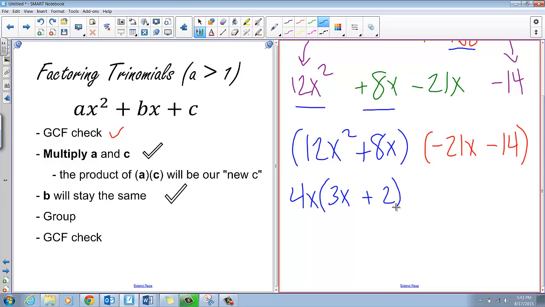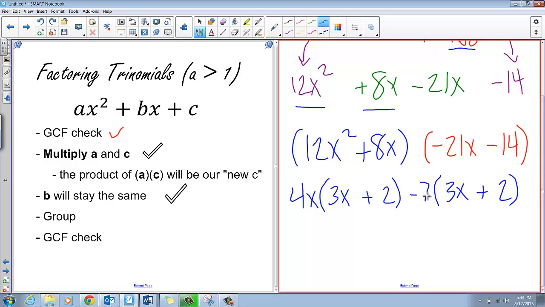And over here we have a negative 7 in common. And they do not have an x, so it's just a negative 7. And we are left with a positive 3x and a positive 2.